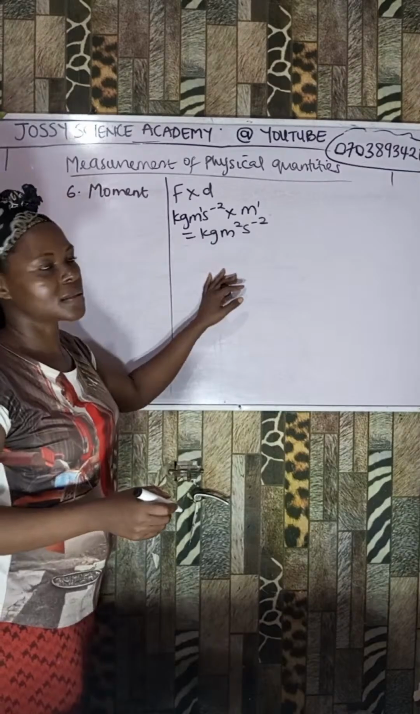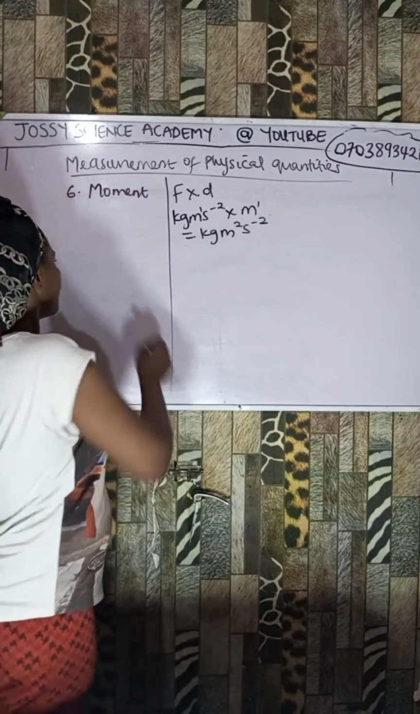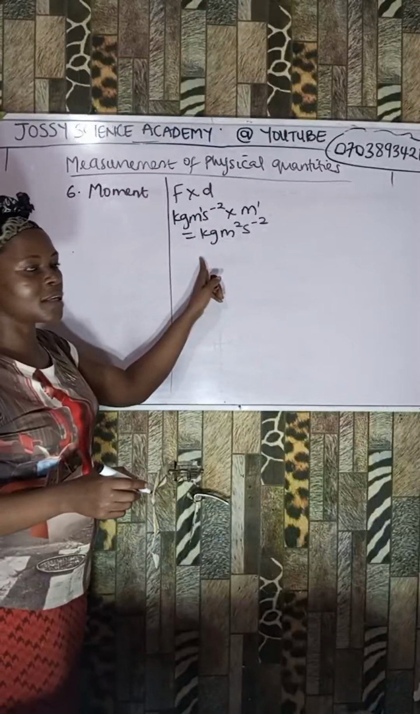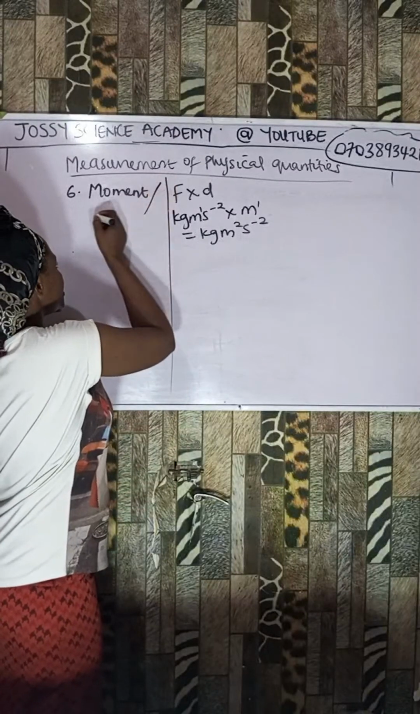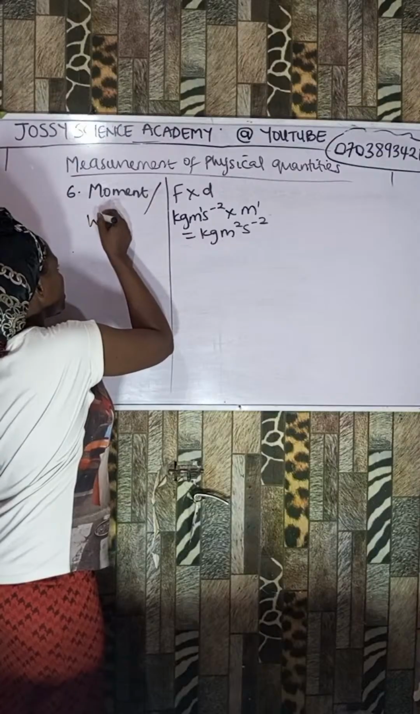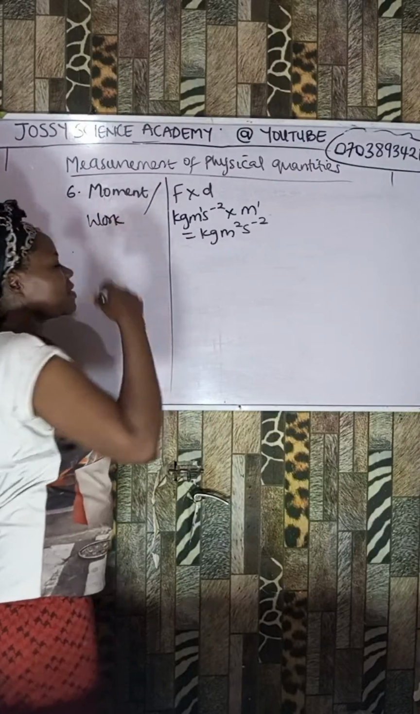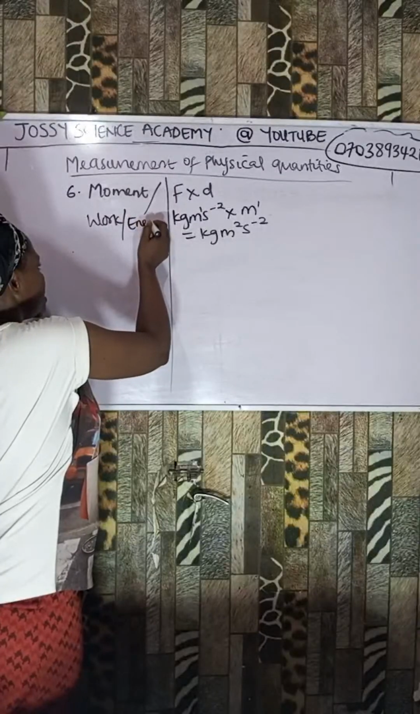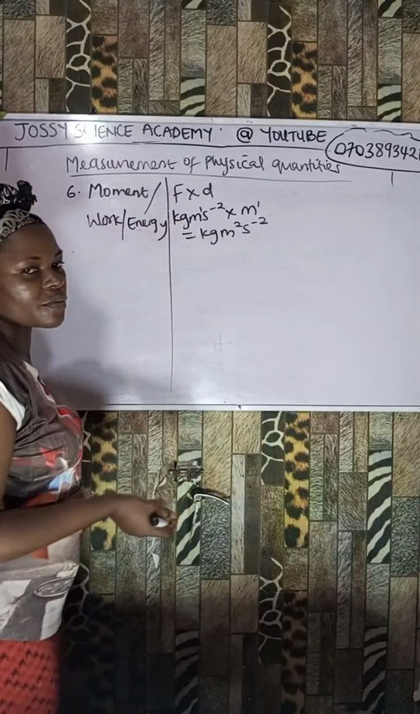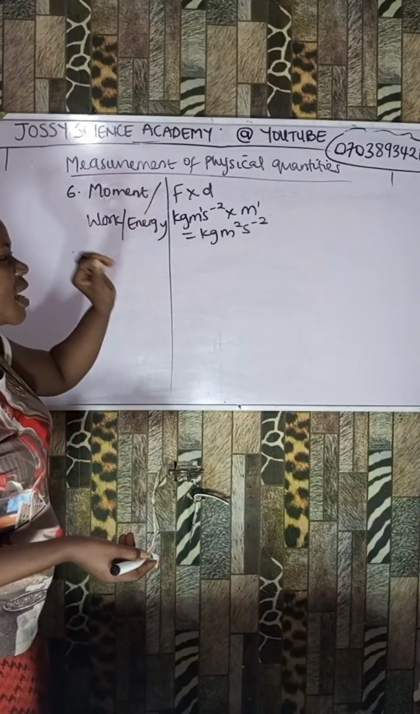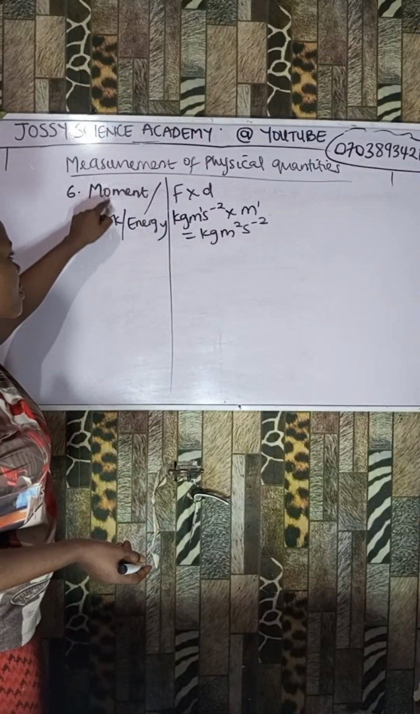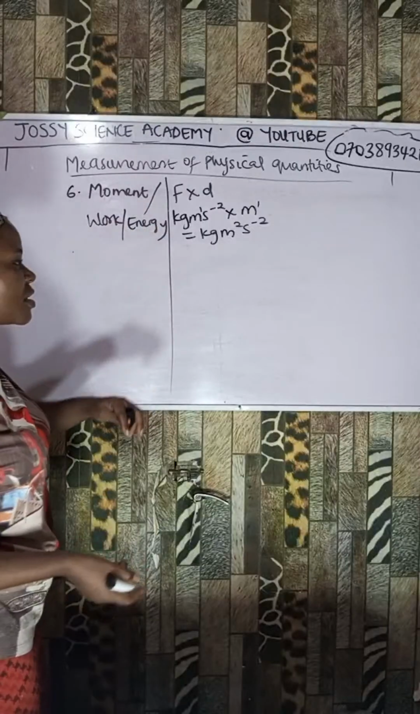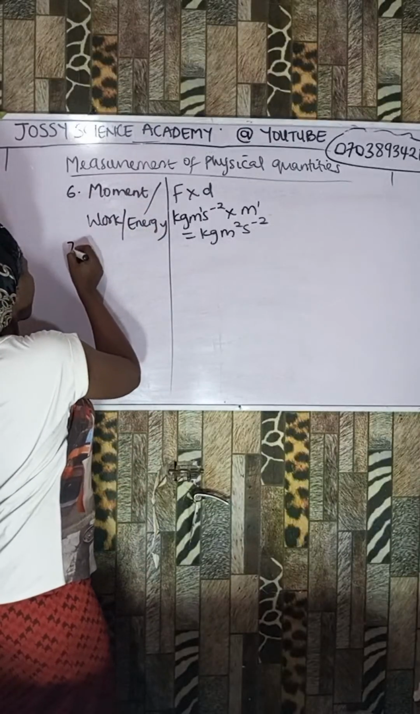That is moment, okay? Now, we also have work, and work is the same. So let me just put slash, sorry, moment and work slash work, they have the same unit, slash energy. So you don't get confused. You may be asked which of the following has the same SI unit. You have moment, you have work, you have what? Energy. You have the three have the same unit, right?